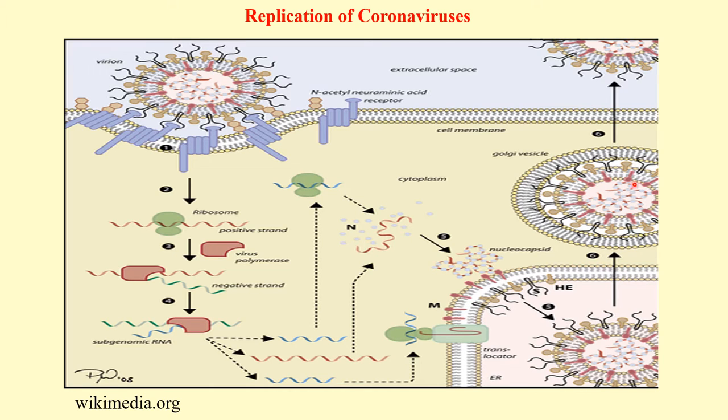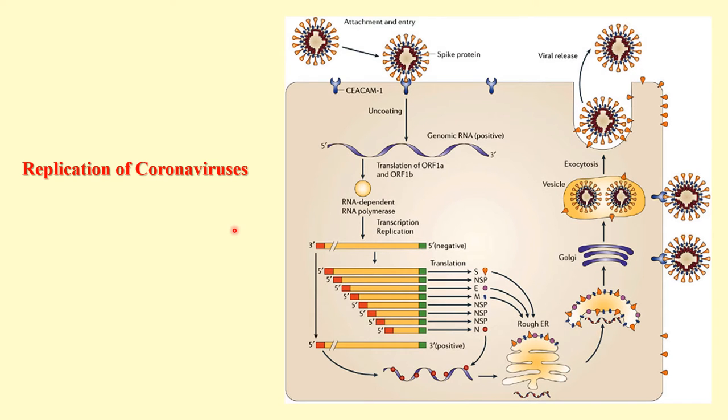Into the cytoplasm. It will be taken by the Golgi, and then the Golgi will transport it to the cell membrane. Once the virus is released from the cell membrane, it will acquire its envelope from the cell membrane. So this slide summarizes the general replication plan for the coronavirus. This cartoon summarizes the replication of coronavirus.